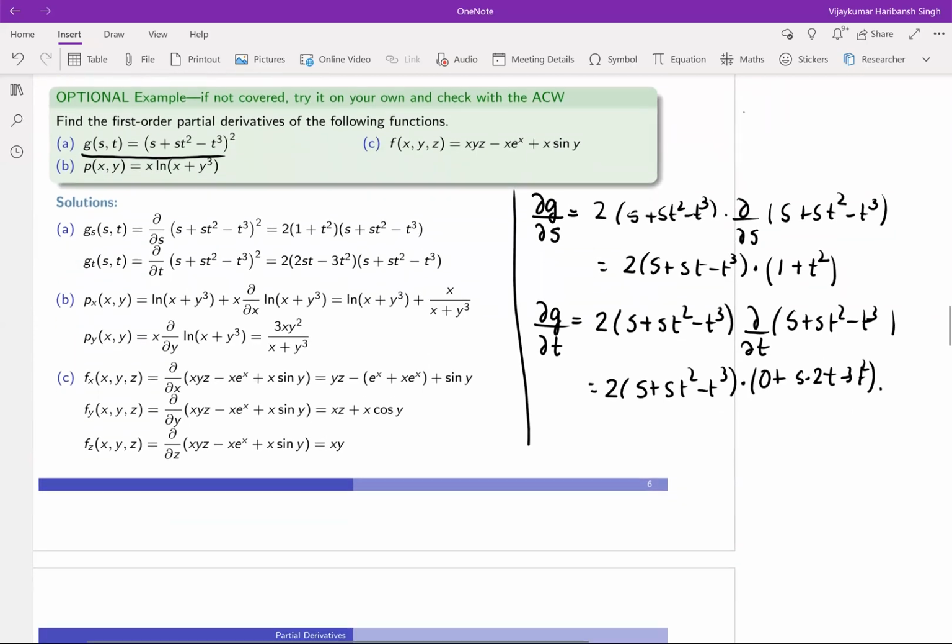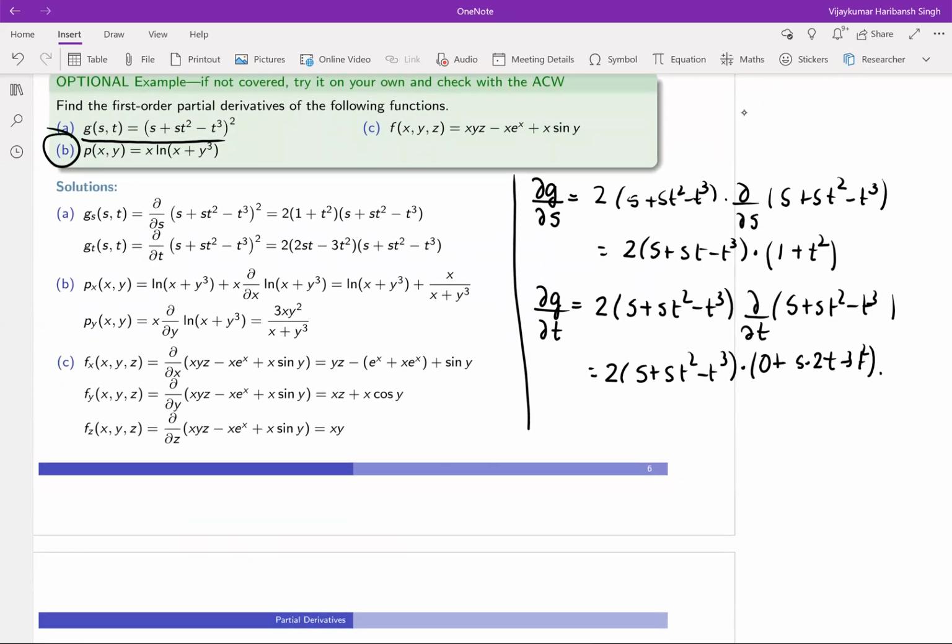Maybe if you want, we can do one more. Let's look at b. So we have p(x,y) equals x ln(x plus y cube). So let's compute p_x(x,y), which is the same as the partial derivative of p with respect to x. I'm using both the notations so that we get comfortable with it.